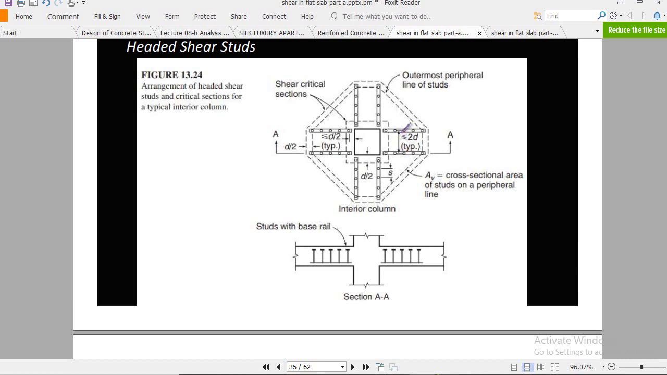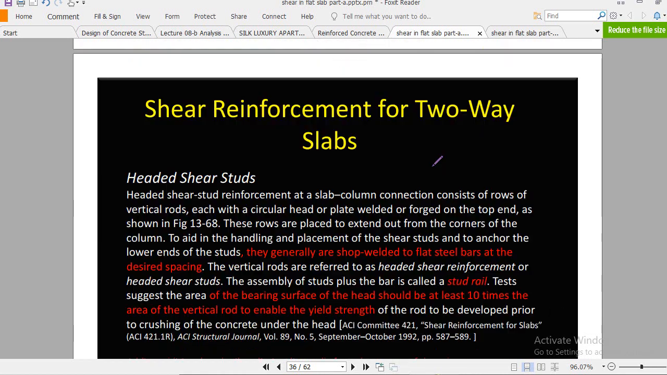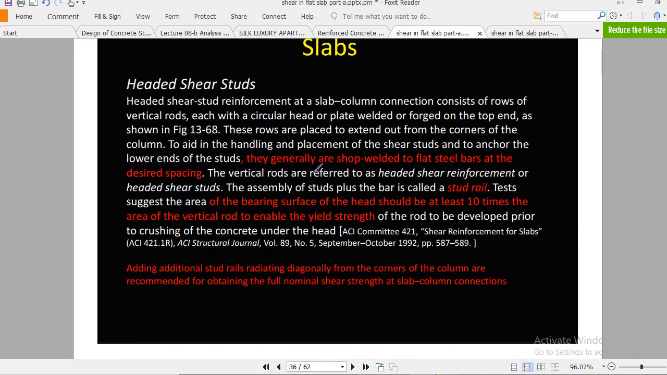The horizontal distance between two adjacent rows should be less than or equal to 2d, and similarly you will see the specification which will be used for this S distance, which is spacing. And this is S. We will explain it later. Now here you see they are generally shaft welded.